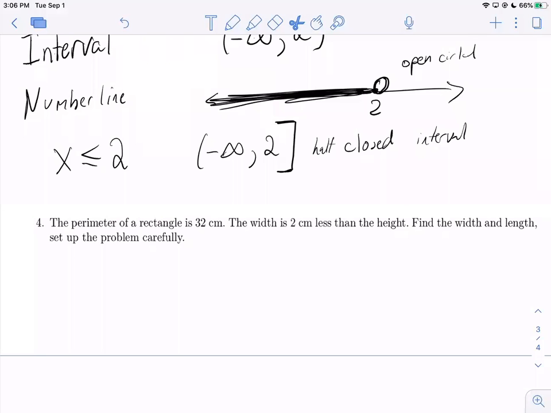So in this case, we have a perimeter of a rectangle. Before we start trying to turn every sentence into an equation, it could be helpful, especially if it involves some geometry, to draw a little picture. So yeah, let's draw a picture here with a little rectangle, and we have height and width. There we go. So here's the height, and here's the width.